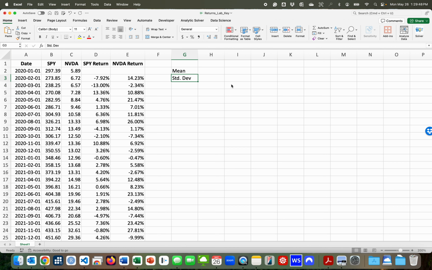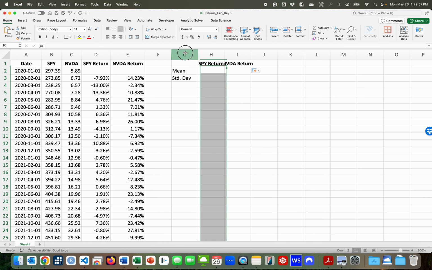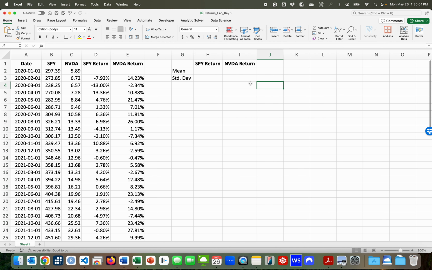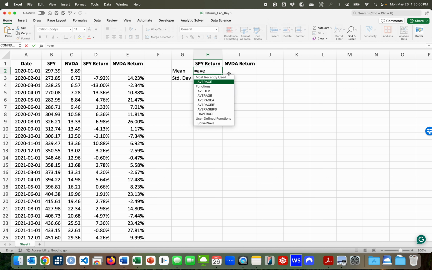We'll just do those two for now. And this is going to be for the SPY return. And then this will be for the NVIDIA return. So notice how I reference those columns just to make sure everything is staying in the correct order. So the average here is going to be the average of the return column, not the price column, of D:D.